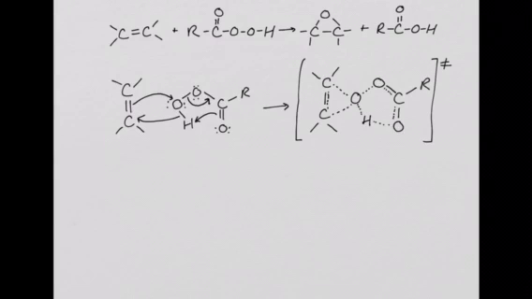So all of these bonds are breaking and forming at the same time, and they produce the epoxide and the carboxylic acid byproduct. Notice that the oxygen that was the carbonyl is now going to be the oxygen that contains the proton in the product, and the oxygen that was part of the peroxy acid is now the carbonyl oxygen in the carboxylic acid product.